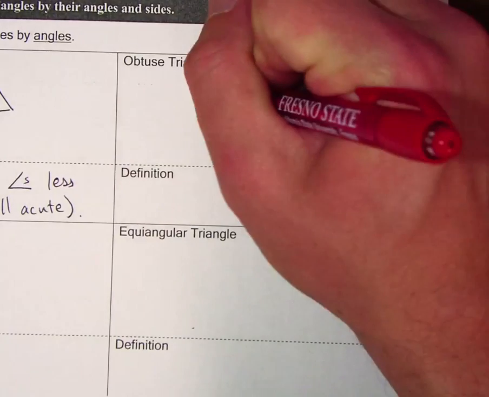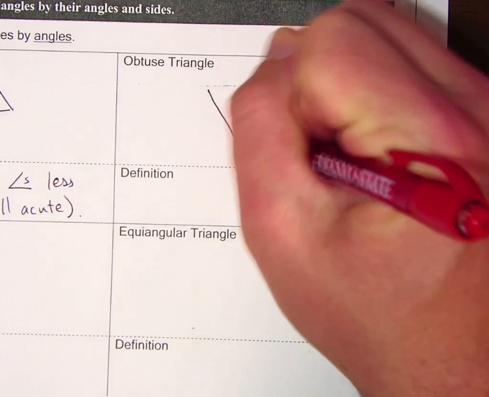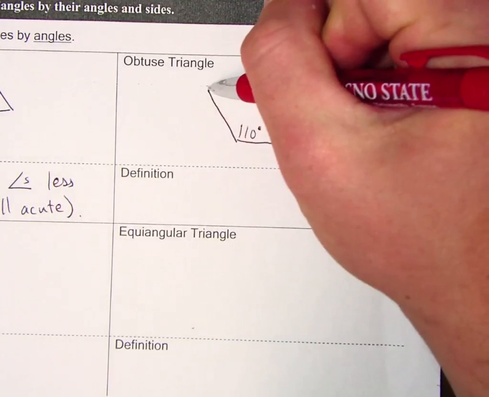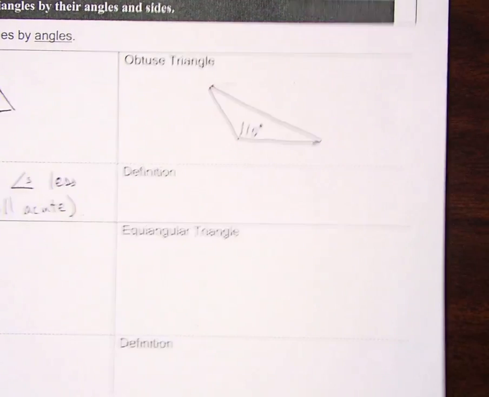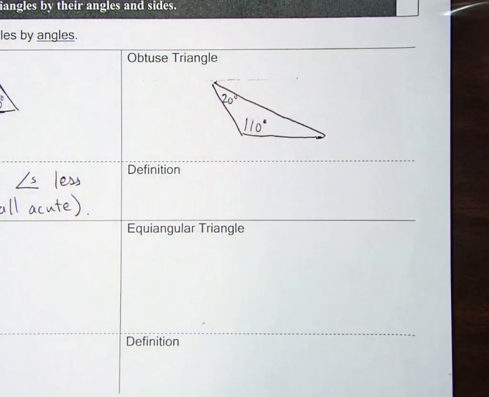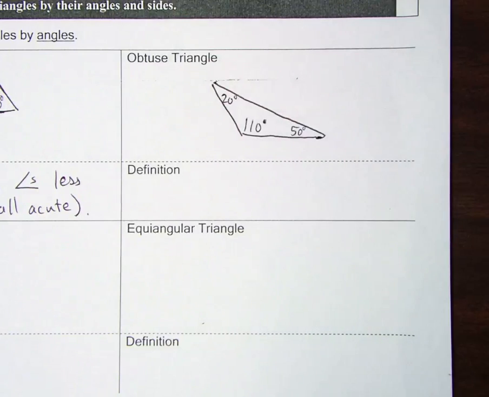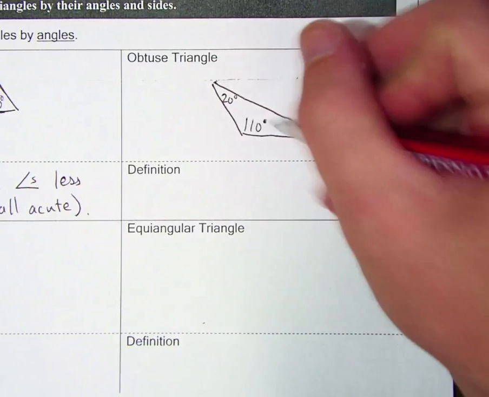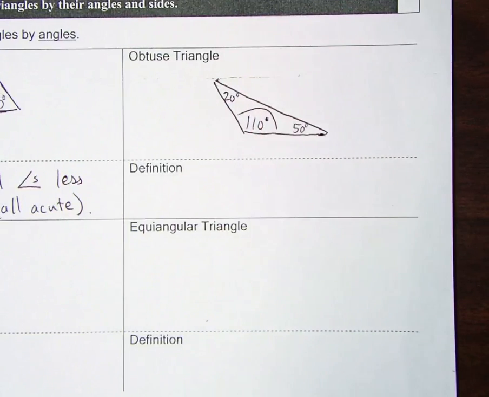Now, if we look at an obtuse triangle, go ahead and make yourself an obtuse angle. Maybe call this right here 110 degrees. And if you close this one, you have an obtuse triangle. Maybe this over here is 20, and who knows, maybe this over here is 50. But you'll notice there is exactly one obtuse angle in there, only one.